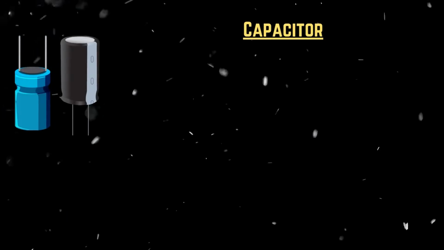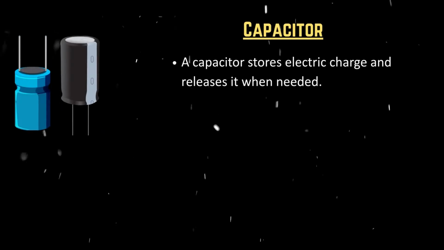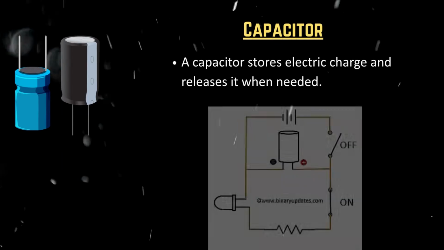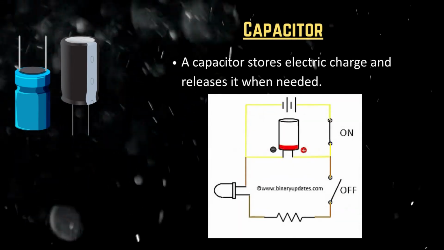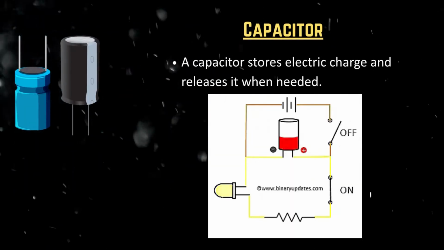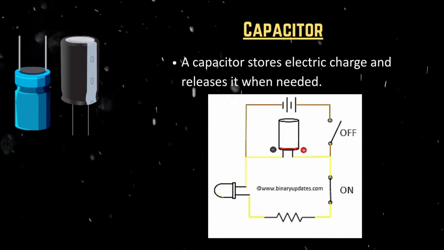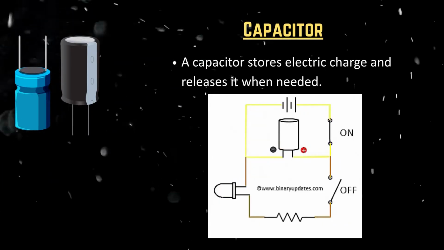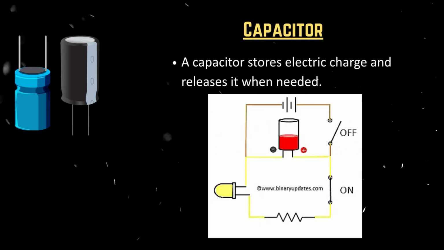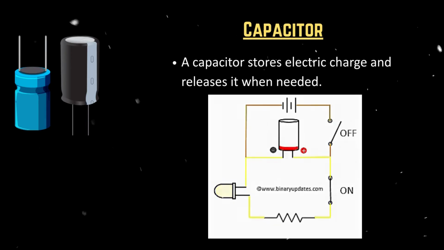4. Capacitor. A capacitor stores electric charge and releases it when needed. It's like a small battery that charges and discharges quickly. Capacitors are used in many electronic devices to smooth out voltage, filter signals, or even keep a device running for a short time after power is off.